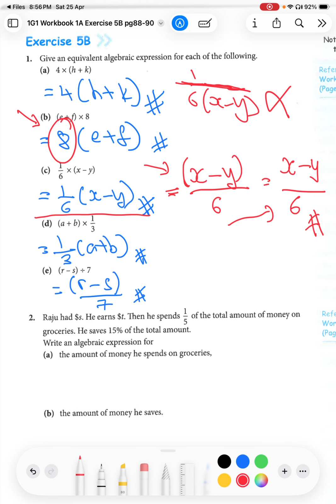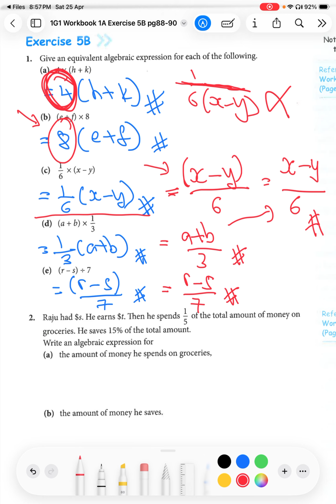Okay, for this, it's also the same. You can write this as a plus b over 3. Your friend might write differently from you, just leave it. It's the same answer. They write the blue one, you write the red one, both are correct. Same for the last one, you don't need a bracket because there's no number multiplied in front. If you have a number in front, you must have the bracket. If no number, you can just leave it. I don't want you to get confused with the bracket, why sometimes I have the bracket and sometimes I don't. If there's a number in front, you must have the bracket. No number, then you just leave it.